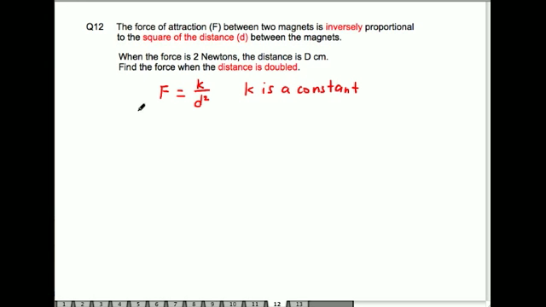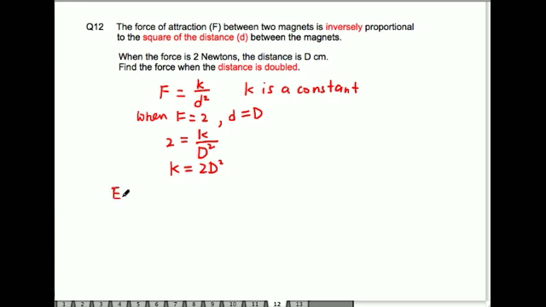And similarly, we need to find the value of K when the force is 2 newtons. The distance is D. D simply represents a number, so it still works in the same way. F is 2, K over the value D, and square it. Therefore, K is 2D squared.